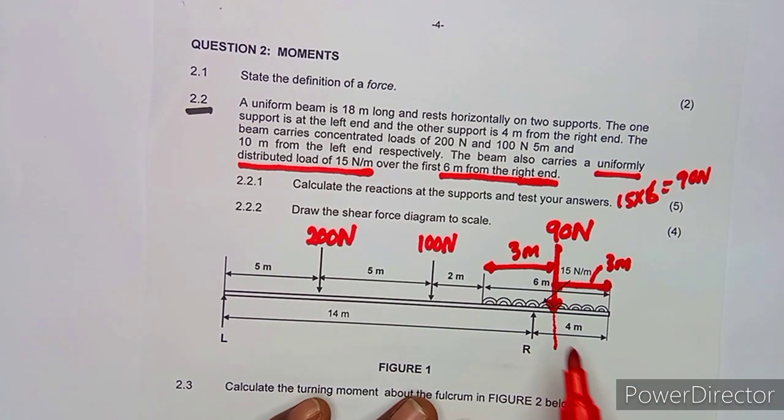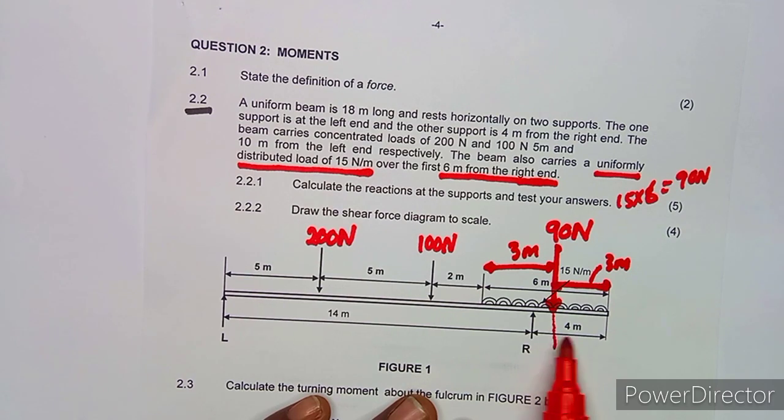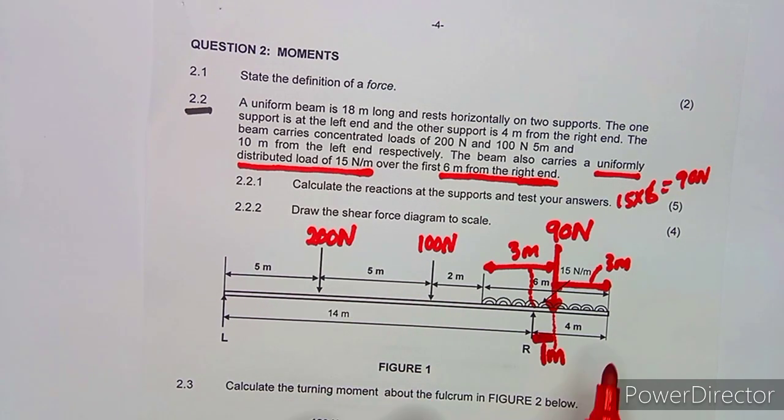But take note, before we had 4 meters from R to the right end, so in between here we have 1 meter. There is 1 meter in between here, because it's supposed to be 4.